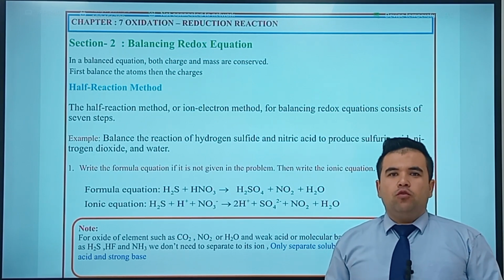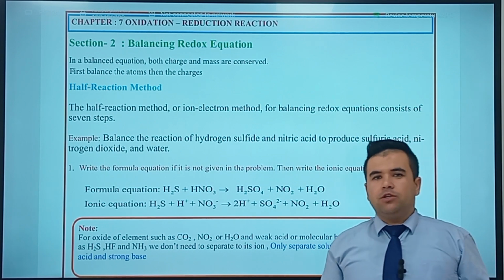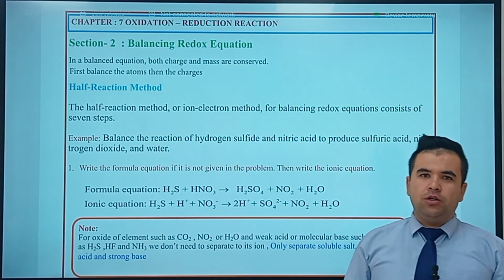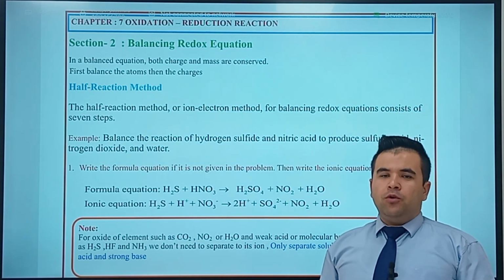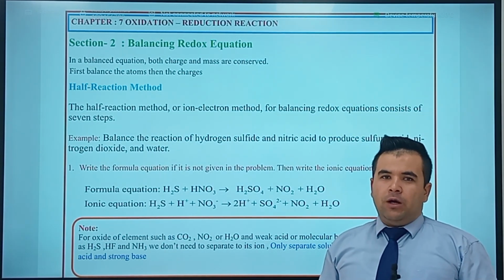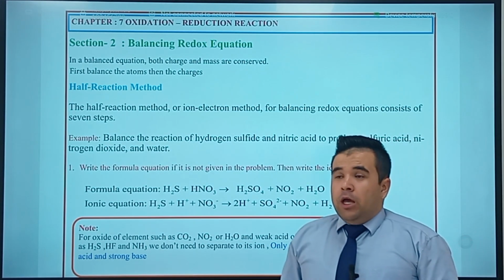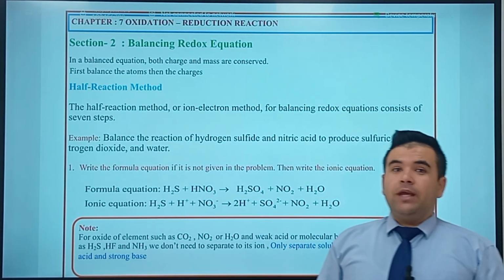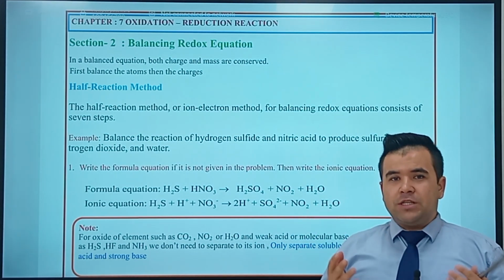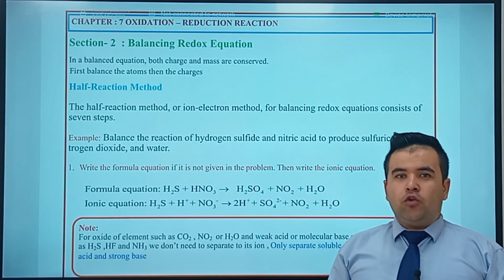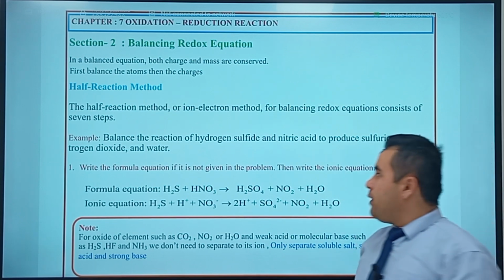In today's session we'll be talking about balancing redox reactions. In the first section we introduced the oxidation and reduction halves and we talked about the oxidation number, which is basic for balancing the redox reaction. In order to balance the redox reaction, we have to follow 7 rules or 7 steps to balance the redox reaction correctly.